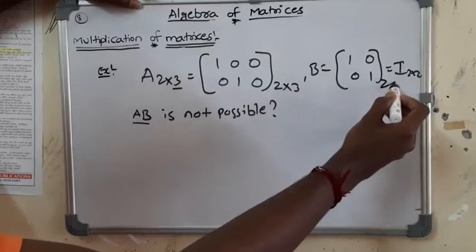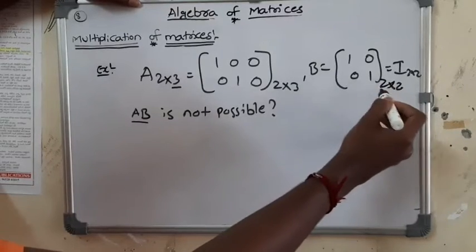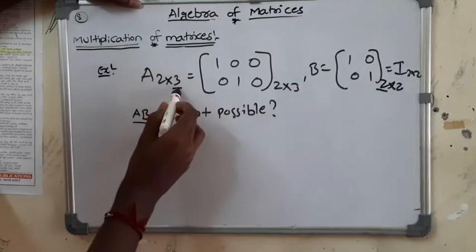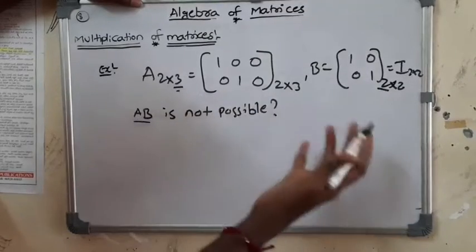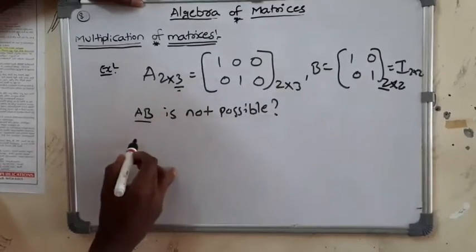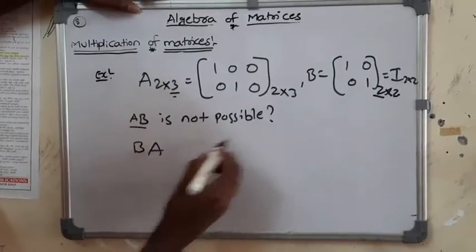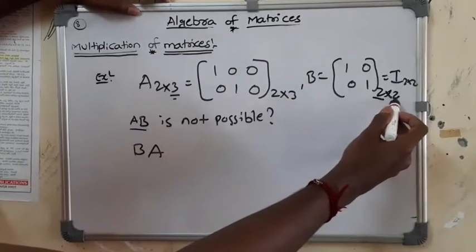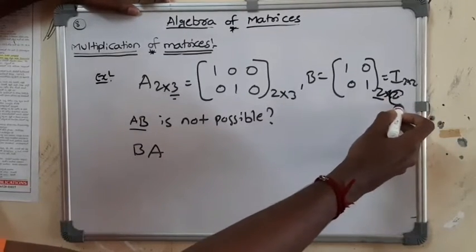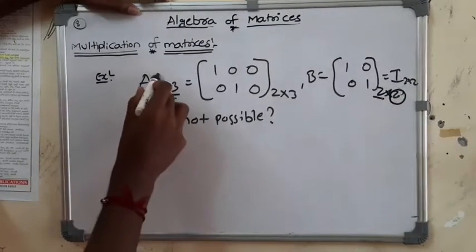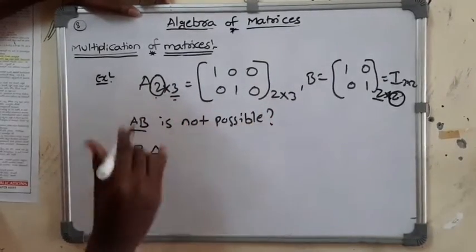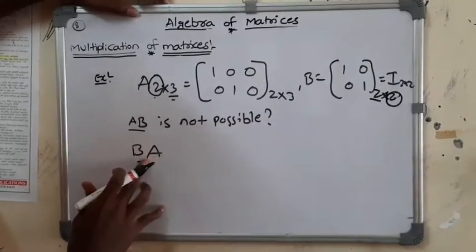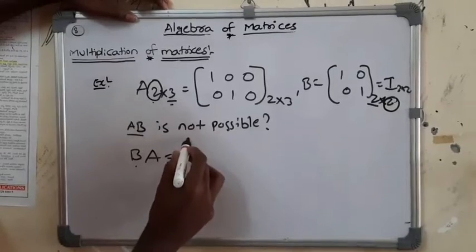That is, B is a 2 by 2 matrix. So the number of rows in B is 2, but the number of columns in A is 3. Here 3 is not equal to 2, so AB is not possible. But if you observe BA, B is a 2 by 2 matrix. Here the number of columns in B is 2 and the number of rows in A is 2. So both values are equal. So BA is possible. Let us calculate the value of BA.